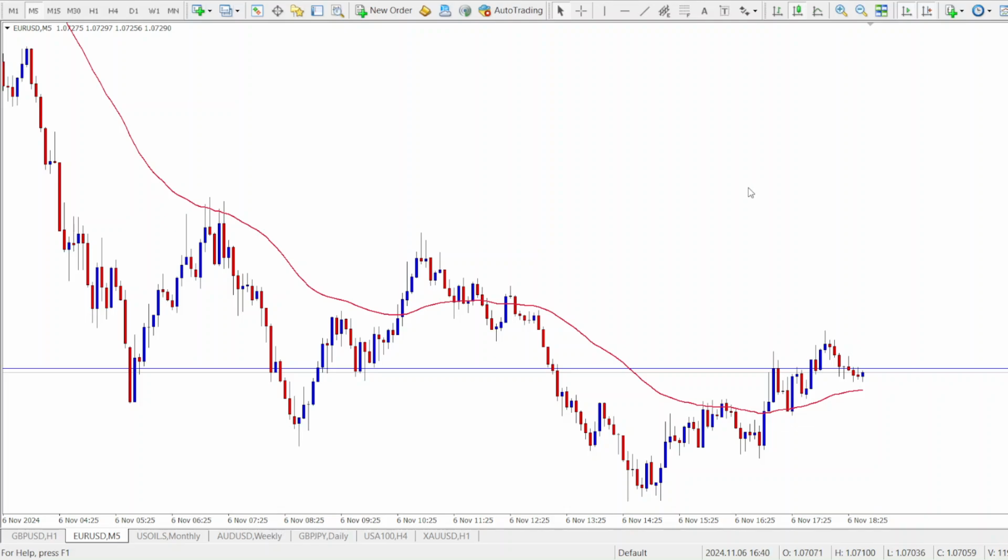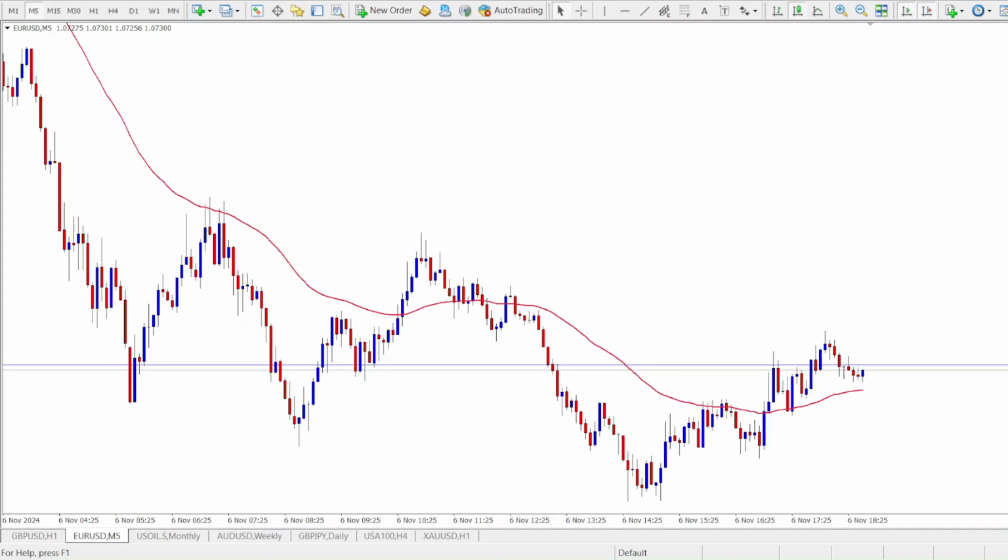However, not all moving averages are created equal. When it comes to scalping, you need to pick the right settings to capture those small price movements quickly without lagging too much. So let's look at the best ones for scalping. What are the best moving averages to use for scalping? In my experience, there are a few key moving averages that stand out for scalping strategies. These are the exponential moving average, the simple moving average, and the weighted moving average.